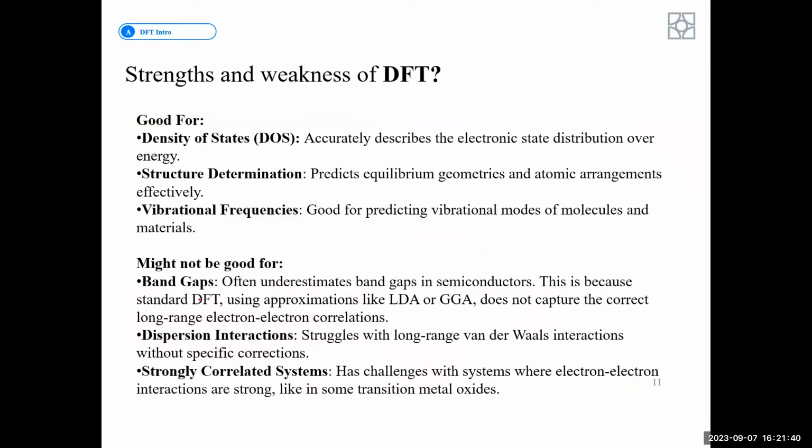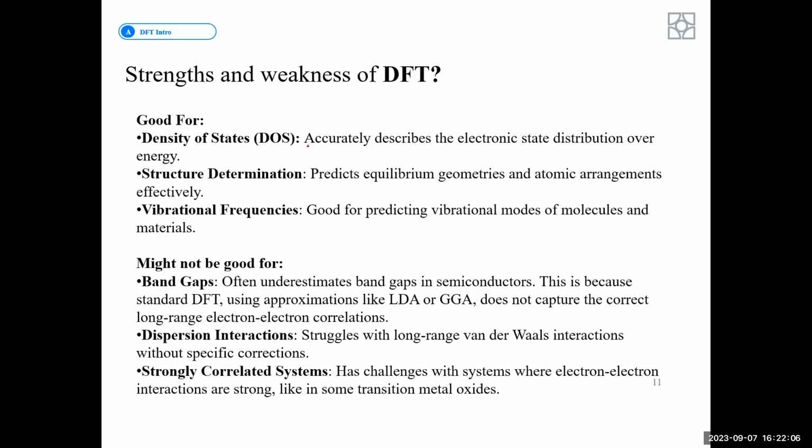So still, what is actually the strength and weakness of DFT? I'm not saying DFT is really the magic tool, the only one offered for scientists. But it has really strong points where we can use it, and it also has weak points. Maybe it's really not good enough to be used, but it still can be applied.